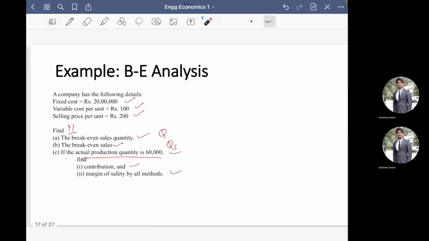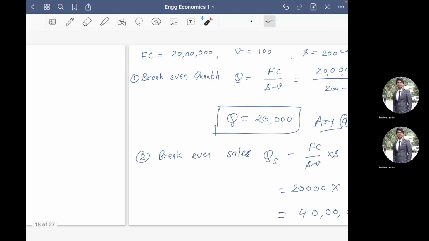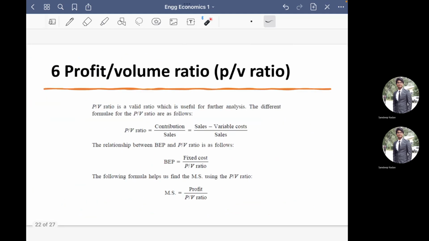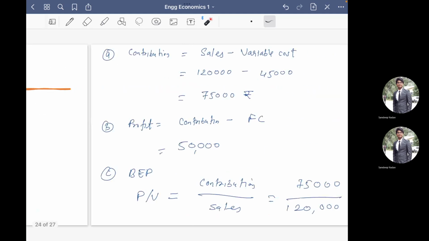Now we can calculate the break even analysis for any firm that is given. And the formulas of variable cost. We have done an example of variable cost where we have calculated the break even sales, break even point, and break even sales price, and contribution and the margin of safety with the different methods. Also, after that, we have studied the profit to volume ratio, and how we can define a relationship between the break even point and the profit to volume ratio. Also, we have done an example of profit to volume ratio.